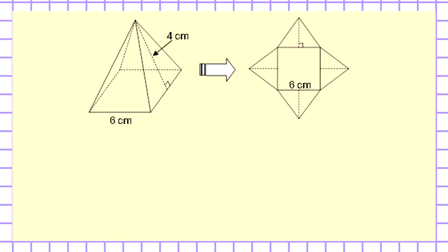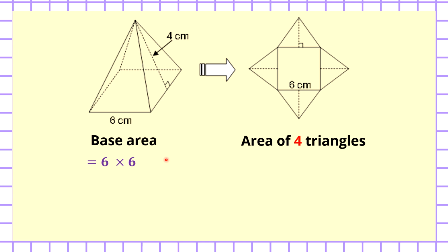To find the total surface area, I will need the base area together with the area of the 4 triangles. Let's begin with the base. We can see that this base is a square and the dimension is 6. So to find the area of this square is simply 6 times 6. This will give us 36 centimeters square.